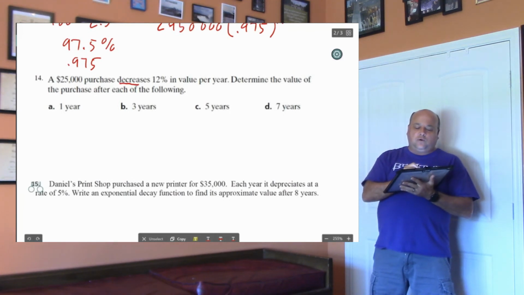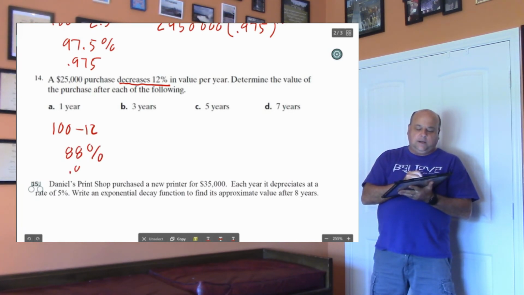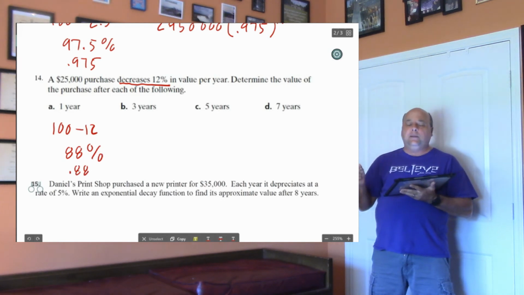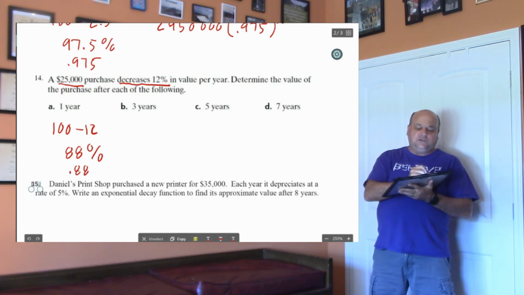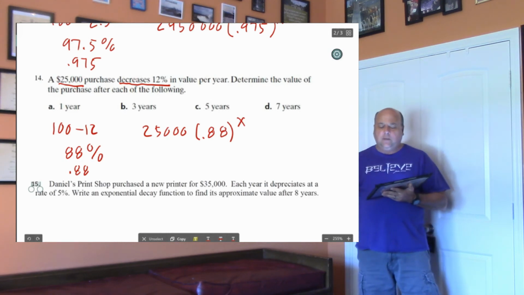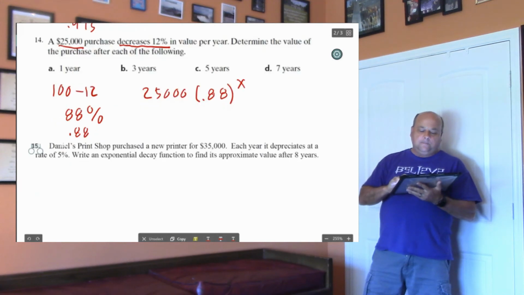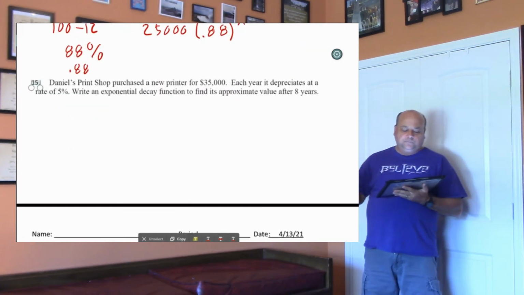Same thing. This decreases 12%. So if it's a decrease, you're going to subtract from 100. You get 88%, and that turns into 0.88. That's going to be our common product, or letter B. This is our starting amount. So 25,000 parentheses 0.88 to the x power, and you're going to plug those numbers in. Remember, hit the up button twice. Plug them in.